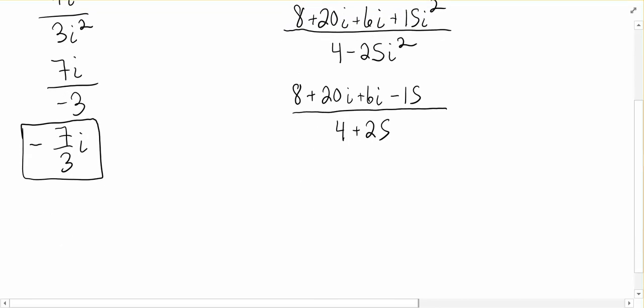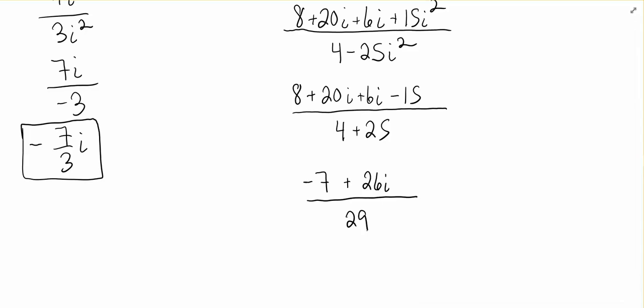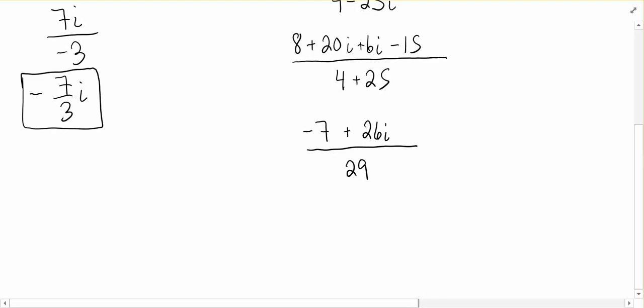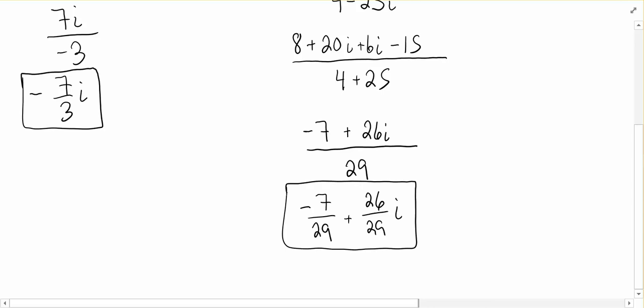Now we can combine like terms. And so up top, I have 8 minus 15 is -7. And I have 20I plus 6I is 26I. And in the bottom, I have 29. Now, this is not an acceptable way to write my final answer, because I want to write my answer in A plus BI form. So I want to distribute the 29 to each of these, writing it as -7 over 29 plus 26 over 29I. So there's my A plus BI form.